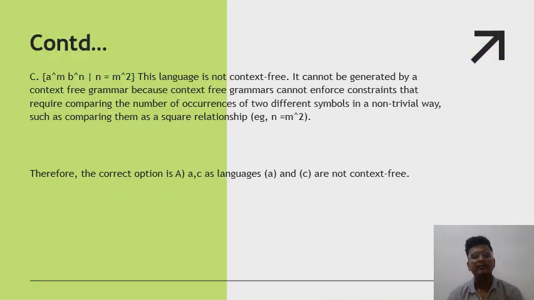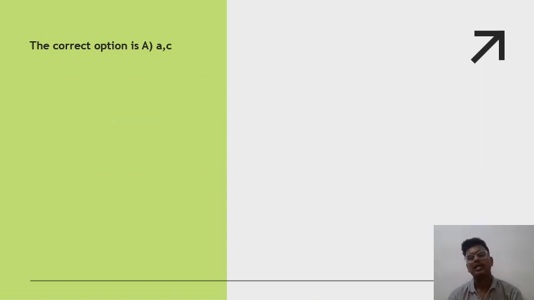And C, this language is not context free. It cannot be generated by a context-free grammar because context-free grammars cannot enforce constraints that require comparing the number of occurrences of two different symbols in a non-trivial way, such as a square relationship, for example n equal to m power 2. Therefore, the correct option is A and C, as languages A and C are not context free.